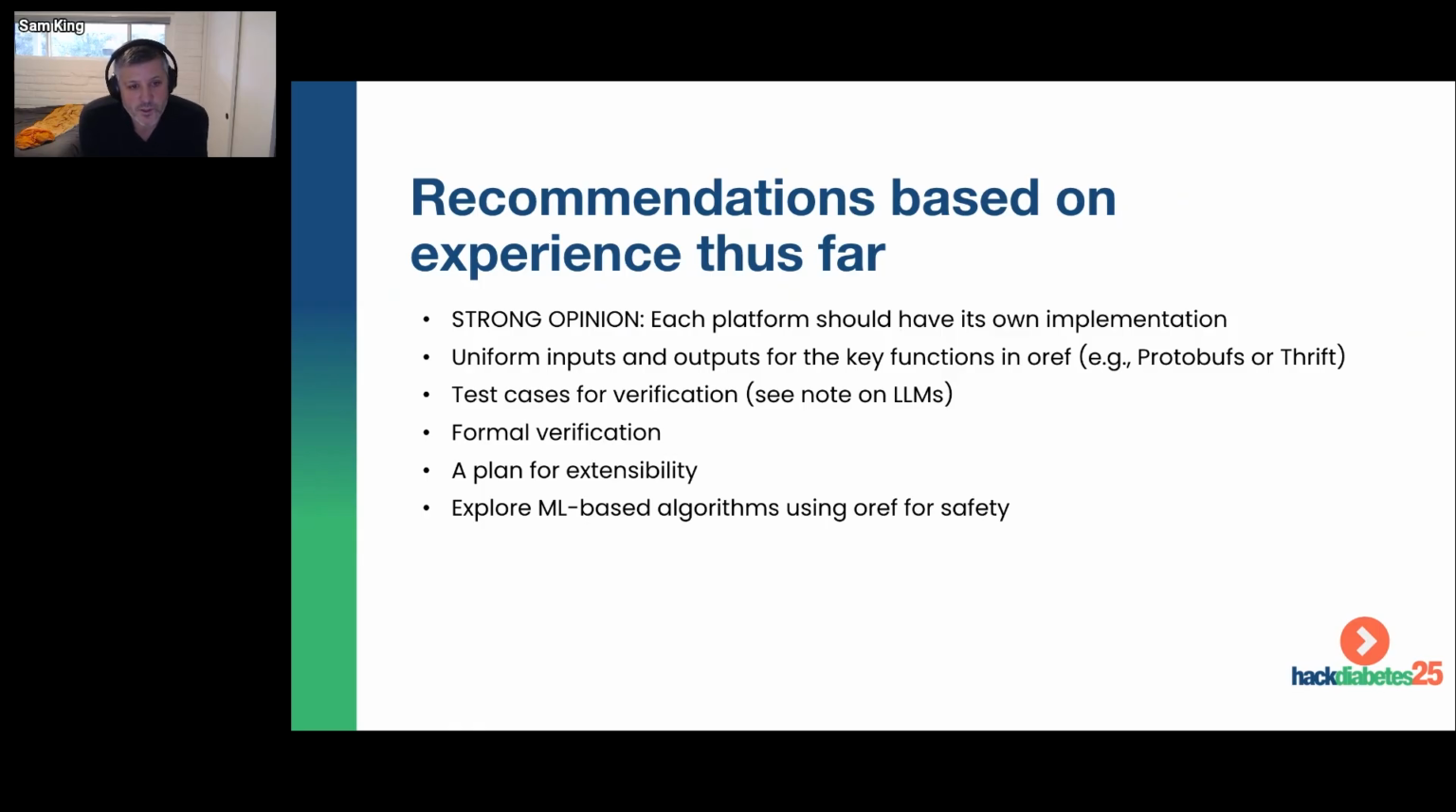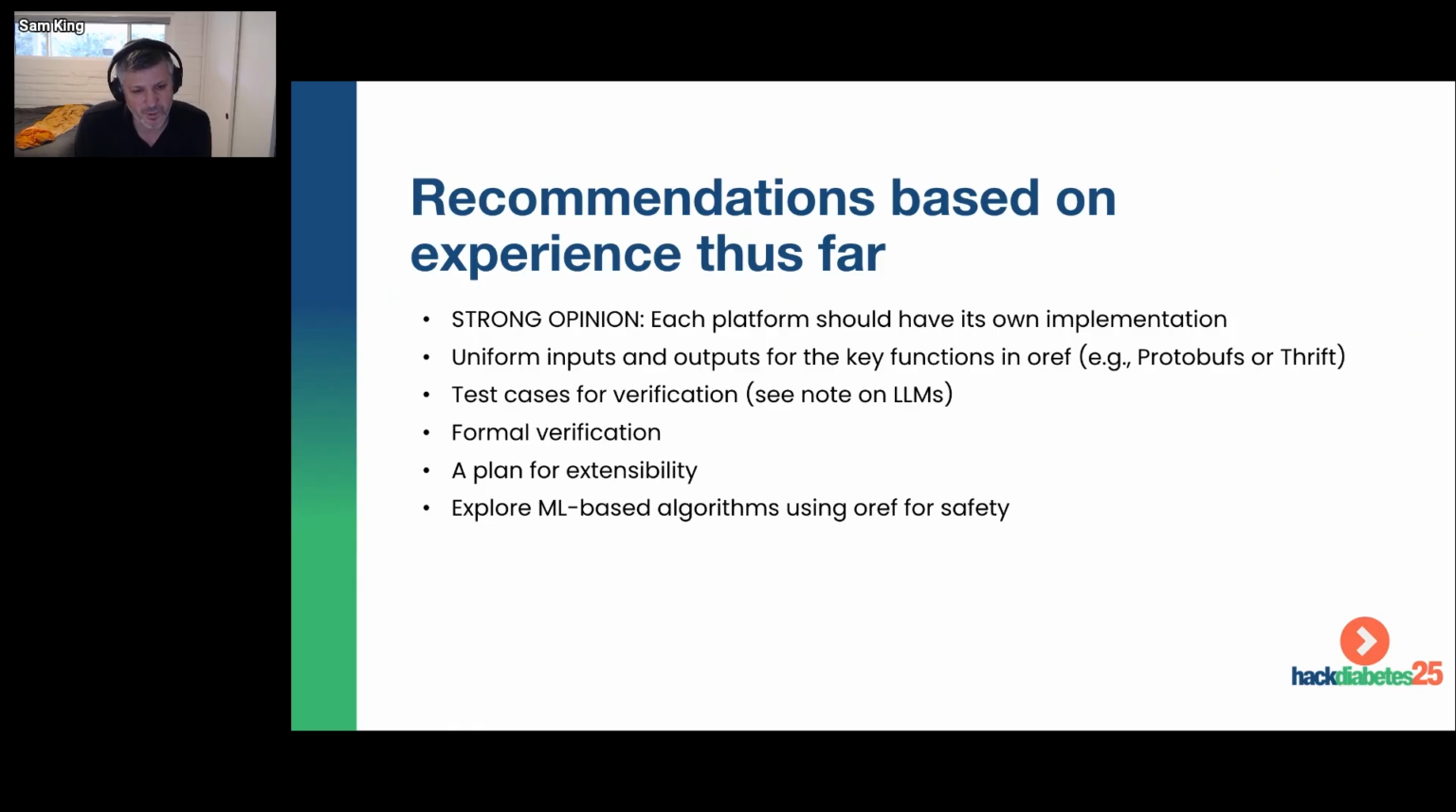Next one is formal verification. Personally, I'm a huge advocate of mathematical proofs of correctness for software. I think it's going to be a hard problem with oref, but it's very much worth it. So if you're interested in formal verification, it's something I have some experience with. Come chat with me at the hackathon next weekend. I'll be happy to provide some guidance.